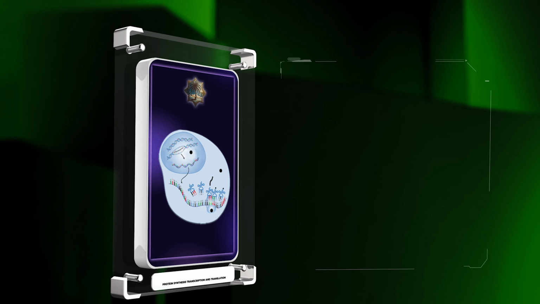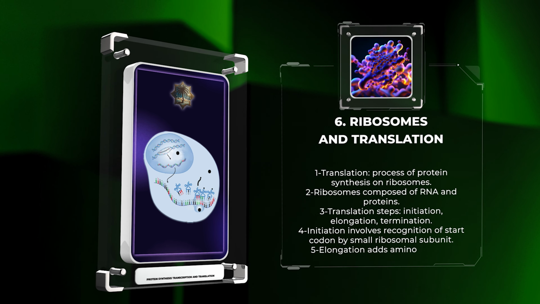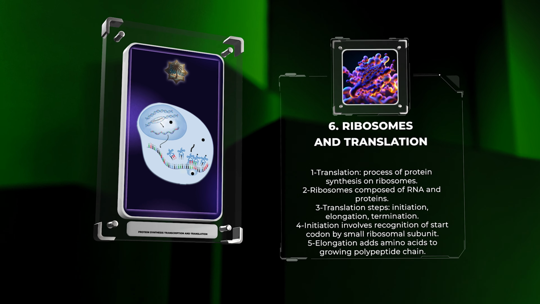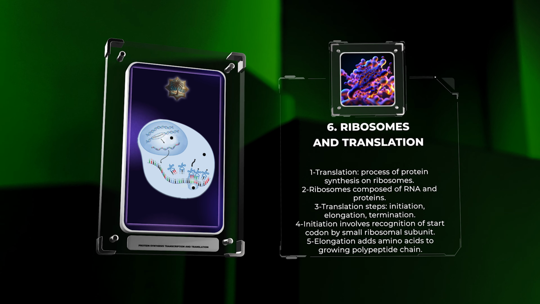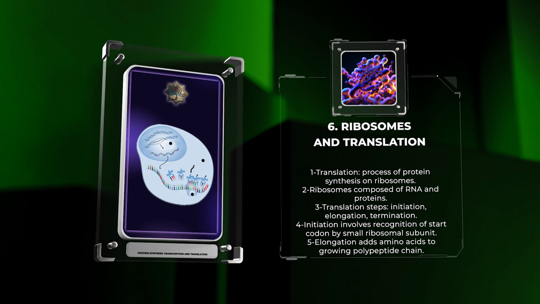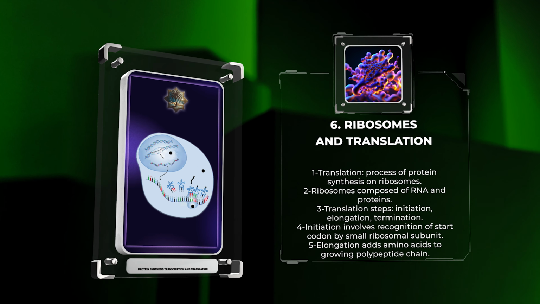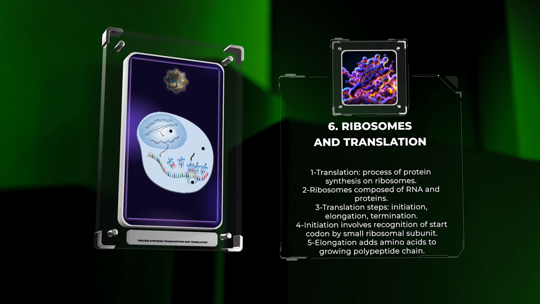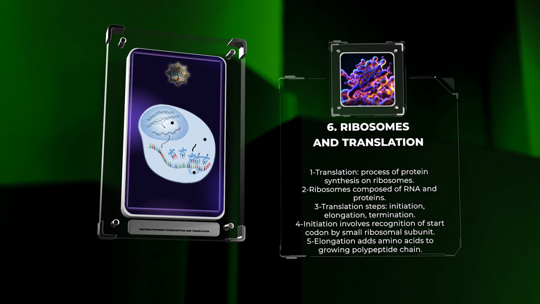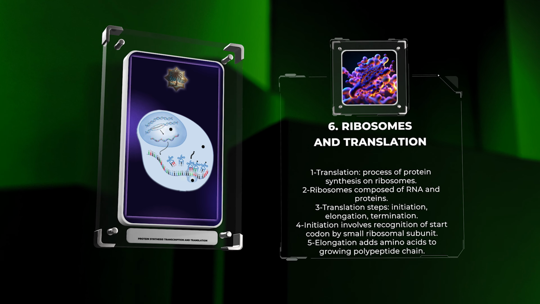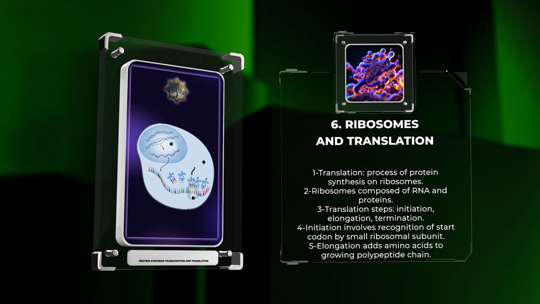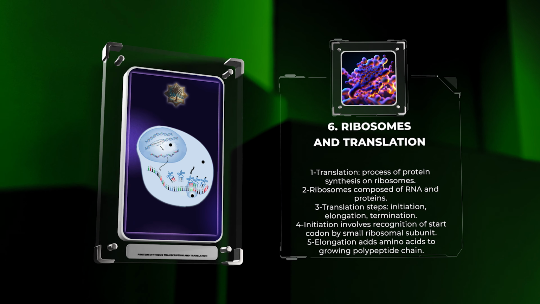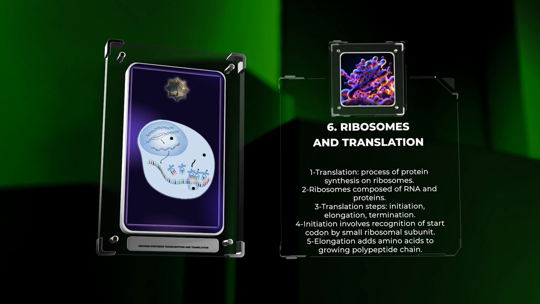Translation is the process of protein synthesis and occurs on ribosomes, large molecular complexes composed of RNA and proteins. Ribosomes consist of 2 subunits that assemble around the mRNA molecule. It involves 3 main steps: initiation, elongation, and termination. During initiation, the small ribosomal subunit, along with several initiation factors, recognizes the start codon on the mRNA. Then, the large ribosomal subunit joins, and translation begins. Elongation involves the stepwise addition of amino acids to the growing polypeptide chain. Finally, termination occurs when a stop codon is encountered, releasing the newly synthesized protein.